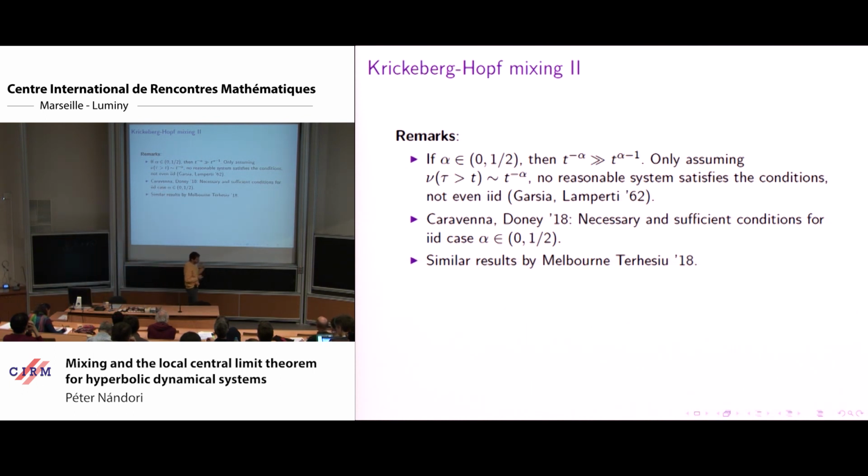There is a paper by Garcia and Lamperti. I think for IID they call it the strong renewal theorem. Garcia and Lamperti found this problem, and there was an open problem to find equivalent characterizations, if and only if conditions, for the strong renewal theorem to hold. And there is a very recent result by Caravenna and Doney for the IID case, where they found the necessary and sufficient conditions for alpha between 0 and 1/2.